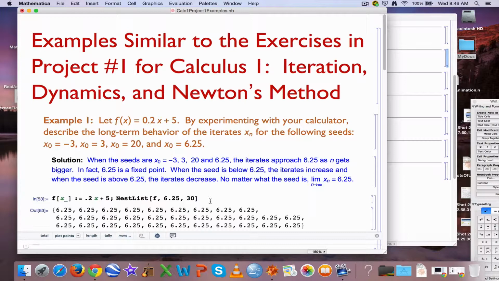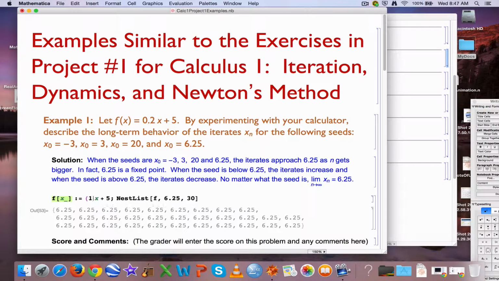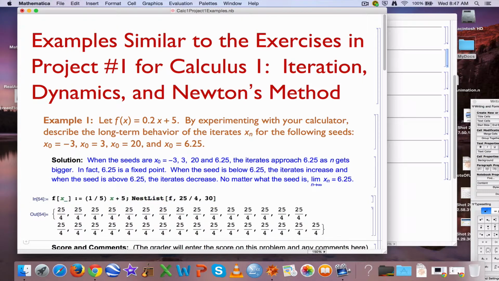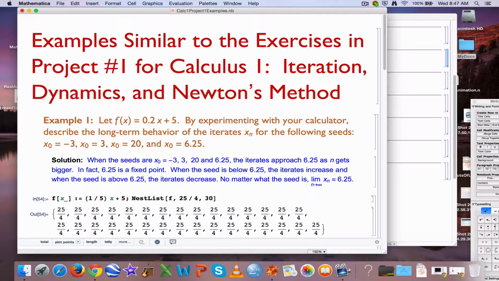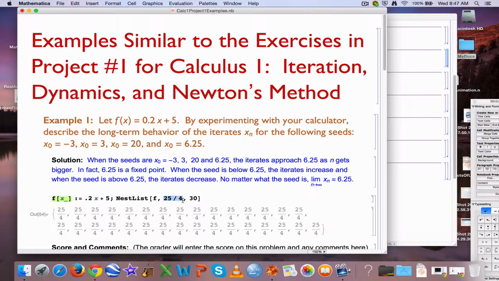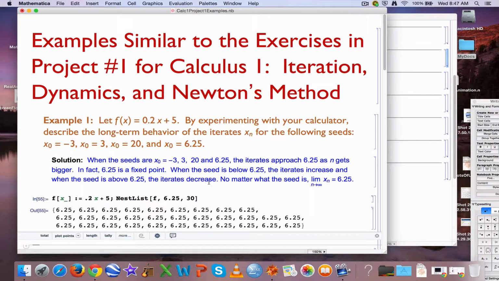It stays fixed. We could confirm this another way by making this 0.2 a 1/5 and changing the 6.25 to a 25/4. It always stays exactly equal to 25/4 in that case. Let's go back to a decimal. So that's what we observed. No matter what the seed is, the limit is 6.25.